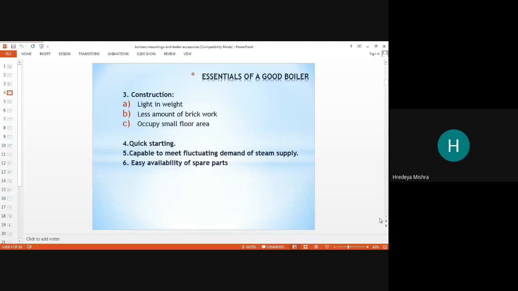Around 60 to 65% of the market is covered by Maruti Suzuki in India, only because of low maintenance cost and easy availability of spare parts. So that is very important. Whatever product you purchase, when it requires maintenance, the spare part should be easily available. That is a very important thing.